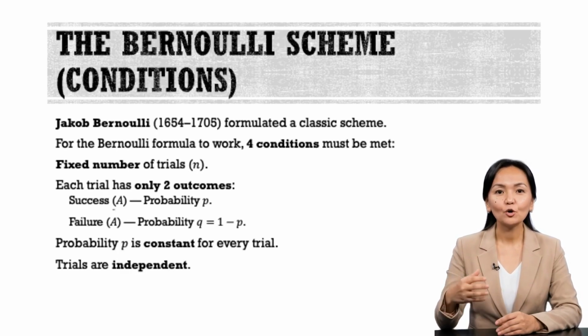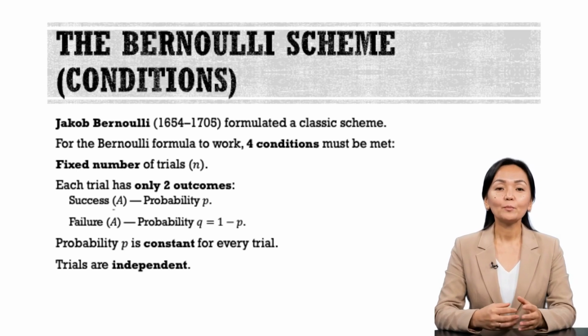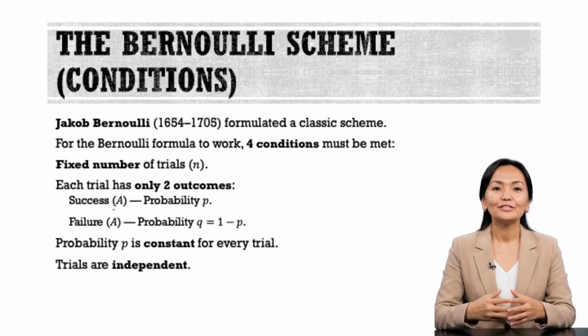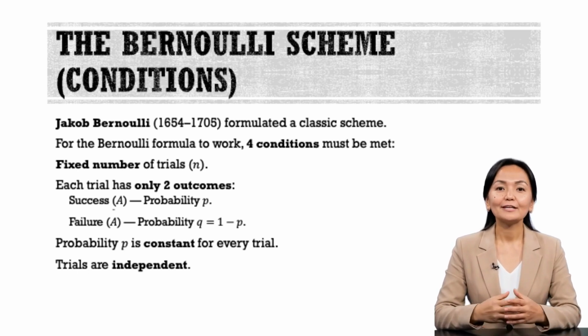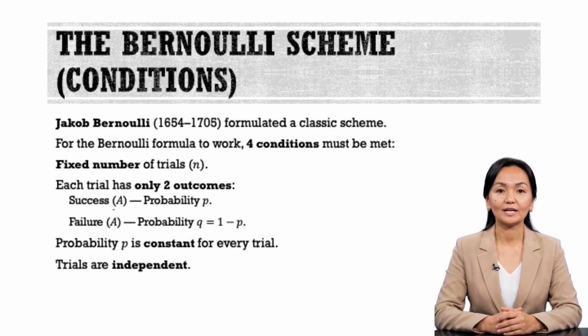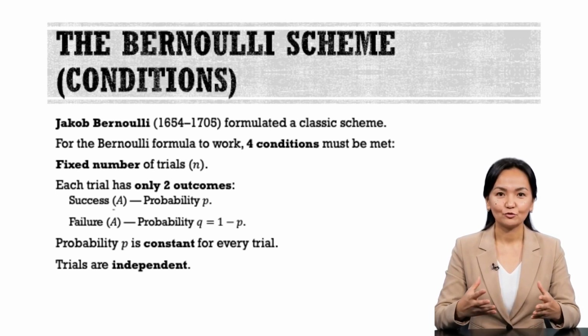The Swiss mathematician Jacob Bernoulli, who lived from 1654 to 1705, developed a classic framework that now bears his name. For the Bernoulli formula to be valid, 4 conditions must be satisfied. First, the number of trials, denoted by n, must be fixed in advance. Second, each trial can have only 2 possible outcomes. We call them success and failure. Success occurs with probability p, and failure with probability q, where q equals 1 minus p. Third, the probability p must remain constant from one trial to the next. It cannot change. And fourth, all trials must be independent. When these 4 conditions hold, we can apply the Bernoulli formula with confidence.